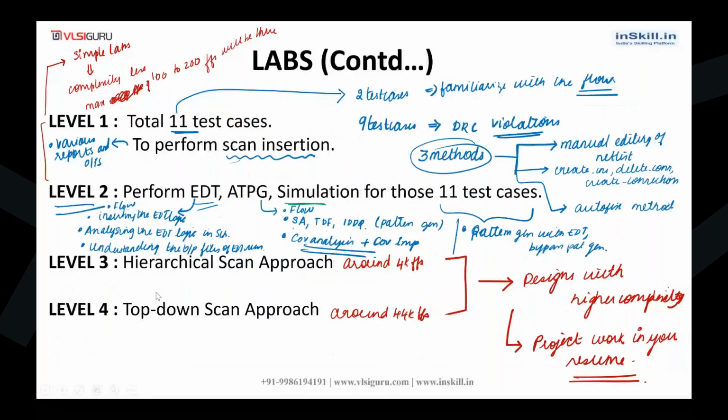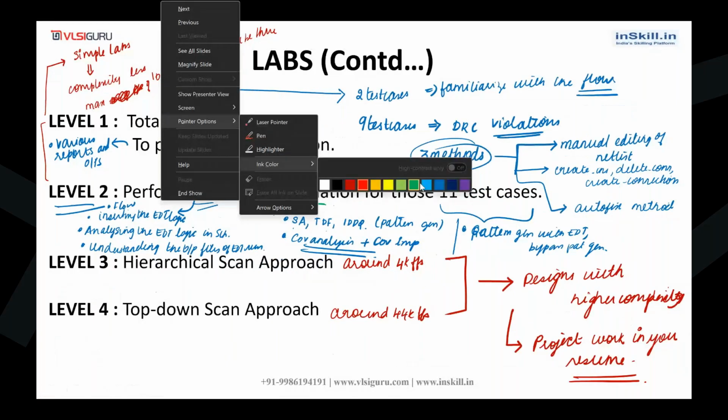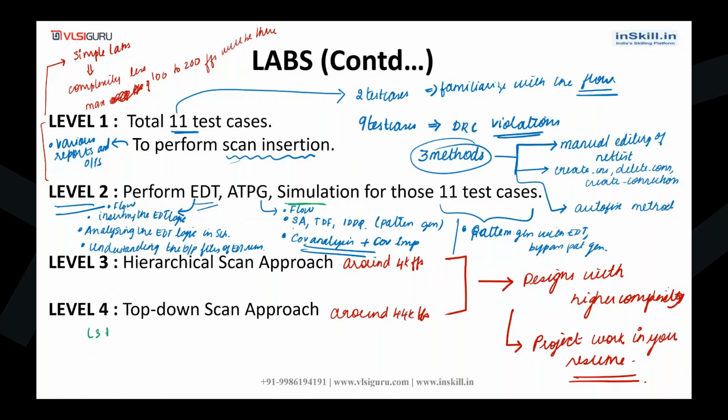Now, level 3 and level 4 projects. What do they do? They will be covering the entire flow. In level 1 and level 2 projects, we have not done the JTAG insertion, MBIST insertion, and OCC insertion. All those things are not covered in the level 1 and level 2 projects, but we will be doing them in our level 3 and level 4 projects. So there, we'll be covering the entire flow.